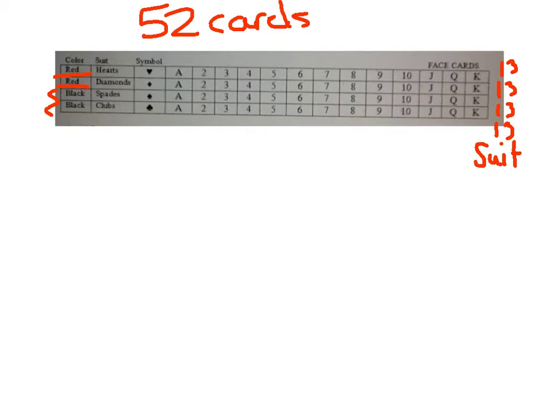Now several cards have a face on them. Those are your jack, queen, and king. So those are referred to as face cards. So if you know your cards, you're in good shape. If you don't, it's time to practice those.